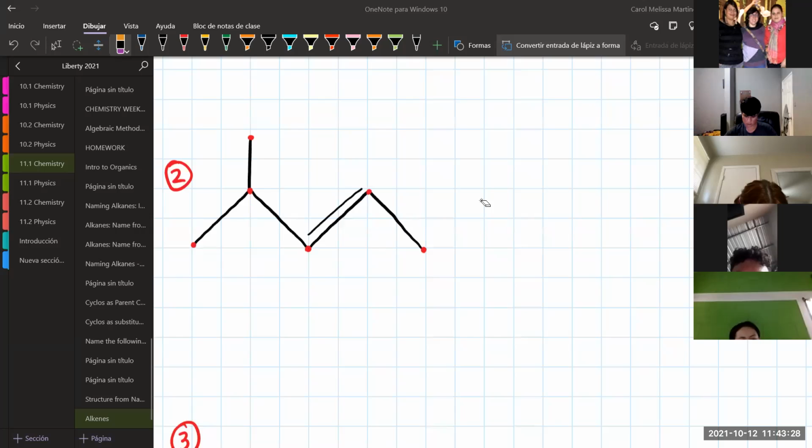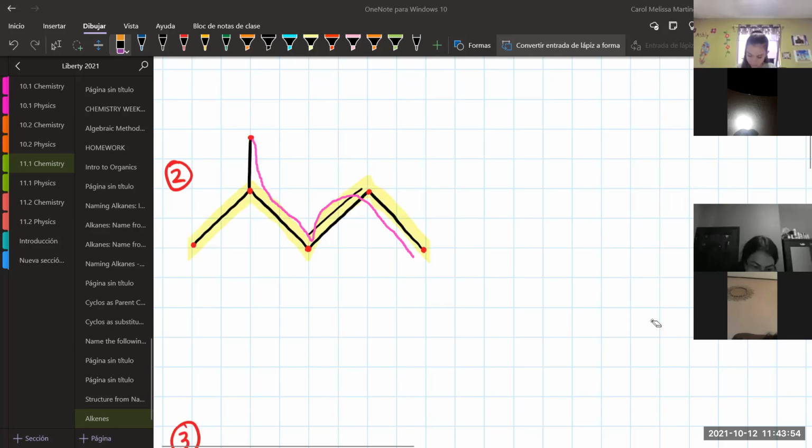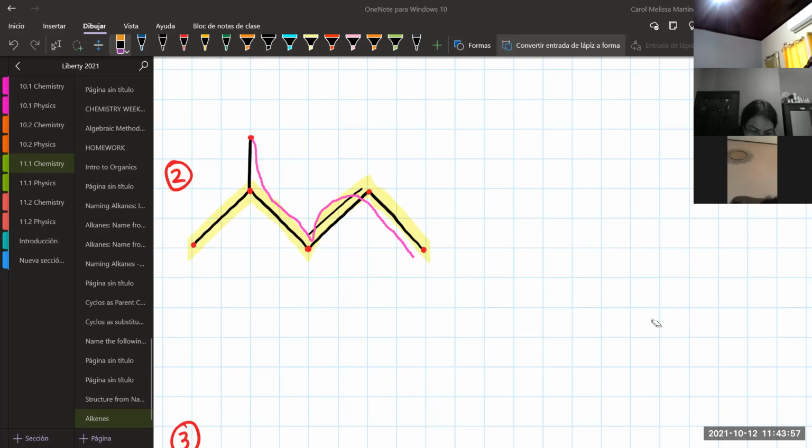Or not, okay? Yeah, that is correct. Thank you, Ashley. So the parent chain could be the one that Ashley just drew on the whiteboard, or it can be this one. Both parent chains are correct, okay? The most important thing is to include the double bond. If that is accomplished, then the parent chain is okay.